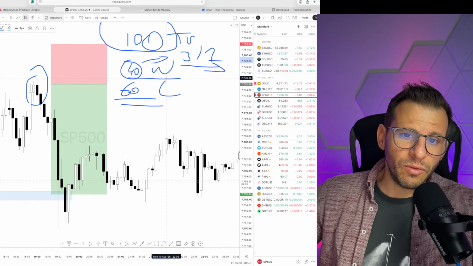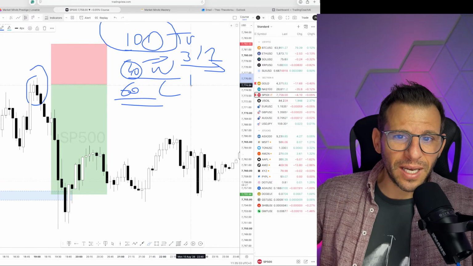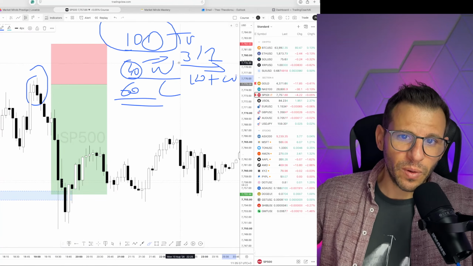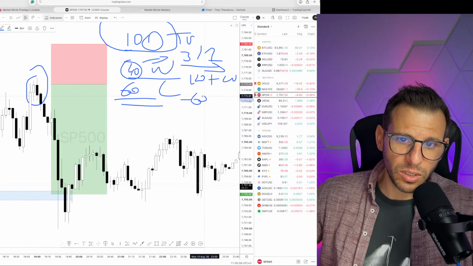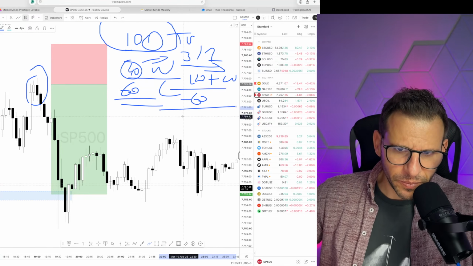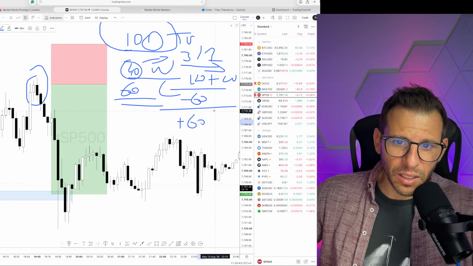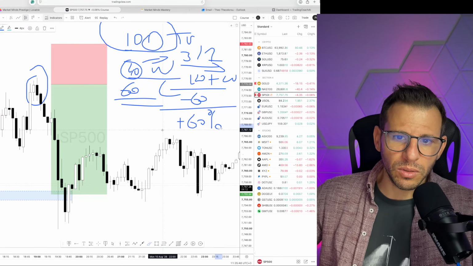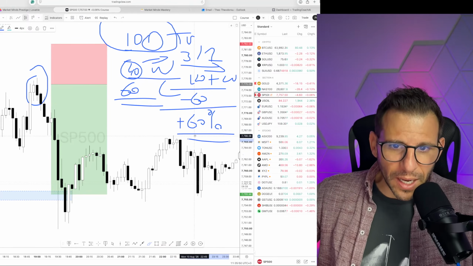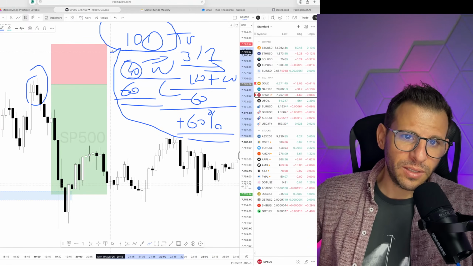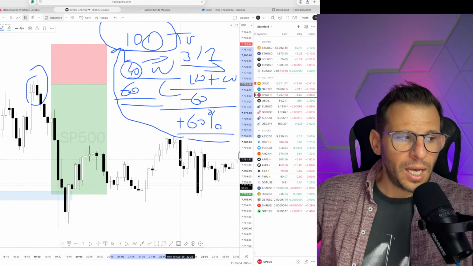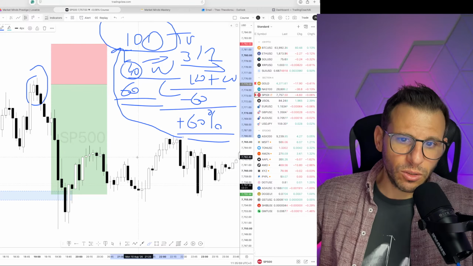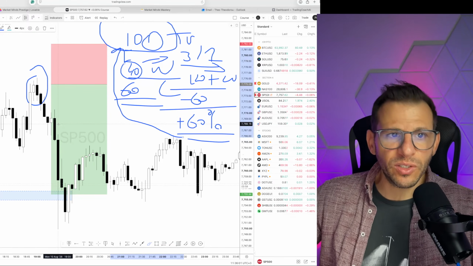If you're risking 1% per trade, that means 120 plus on your winning side. And if you're risking 1%, when you lose, 60. So do the maths here. It's plus 60. If you are risking 1%, it's like a 60% increase in your account. Now, when can this happen? As soon as you place 100 trades. So how to place 100 trades, or how often to place a trade? It depends on your trading style.